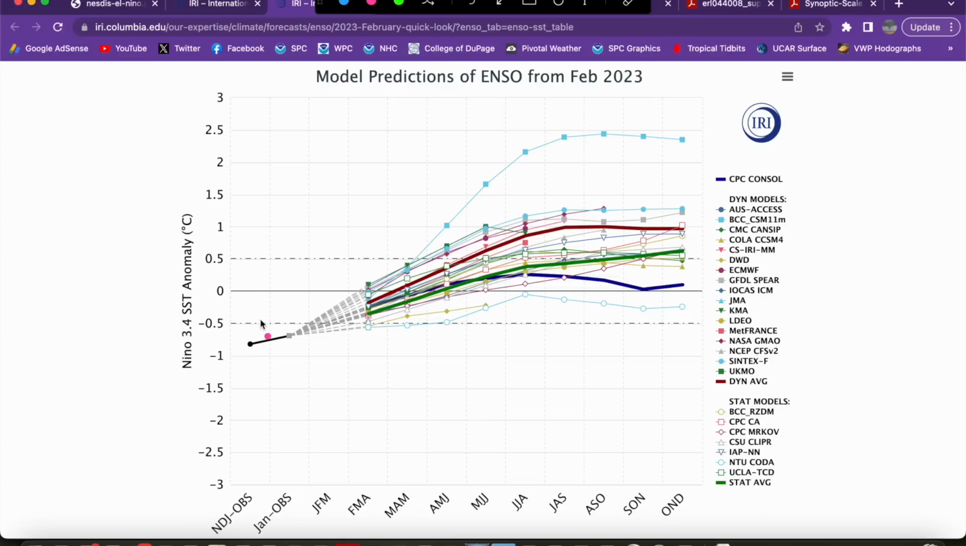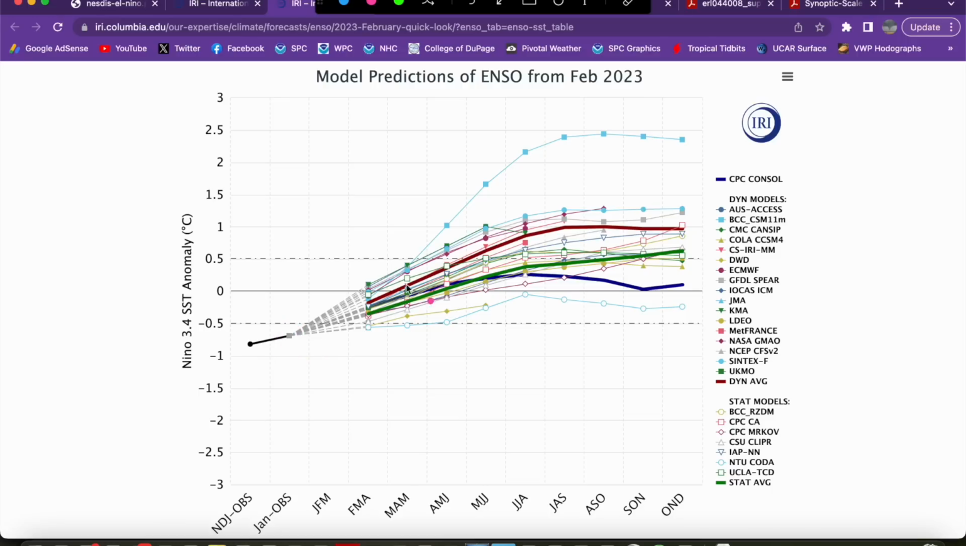So you'll notice here on this graph, we started off the year, November, December, January, firmly entrenched in that La Niña phase, with temperatures probably about minus 0.7 to 0.8 in the equatorial Pacific. Again, this minus 0.5 to 0.5 region is our neutral phase. Warmer temperatures here indicate El Niño, and cooler temperatures indicate La Niña. Our January observation right here was warming slightly, but still well entrenched in that La Niña phase.